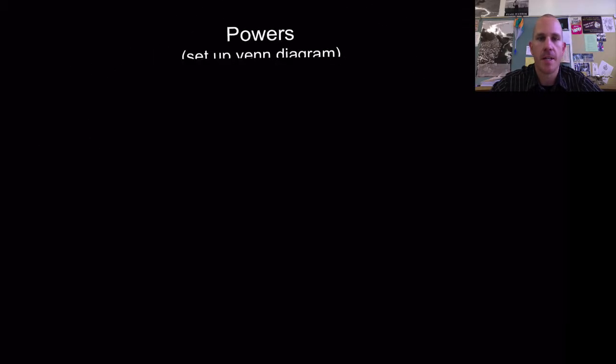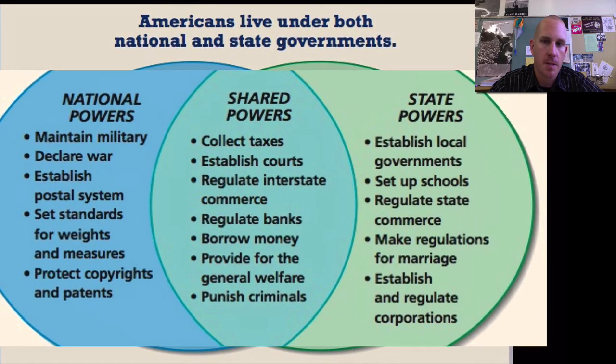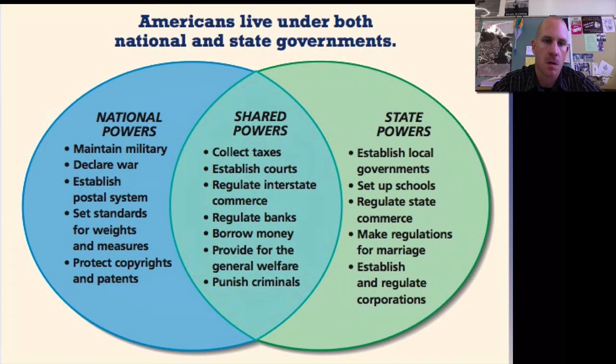All right, so your Venn diagram should look like this: national powers, shared powers, state powers. Now, it doesn't matter which side you have national or state powers on. So: maintain military, declare war, establish the postal system, set standards for weights and measures, and protect copyright laws. So pause the video again so you can finish writing these all down or make any corrections that you need to, and then, again, we'll be back in a second.